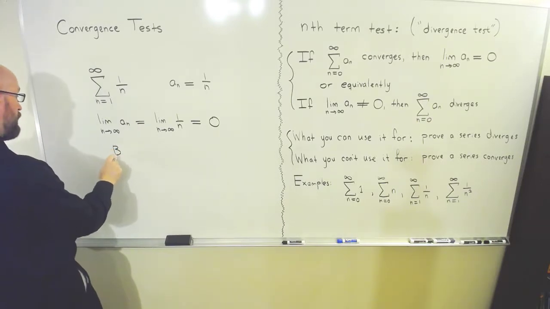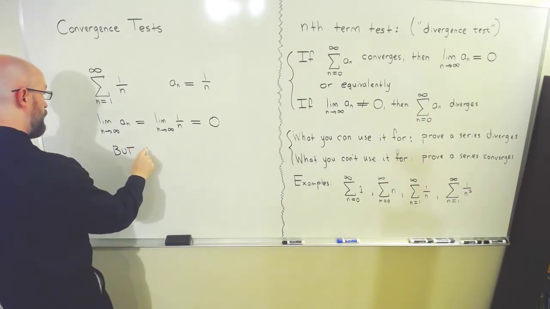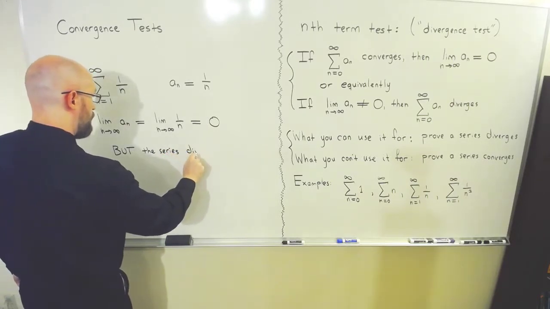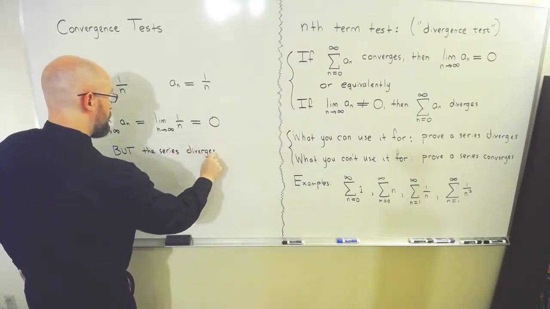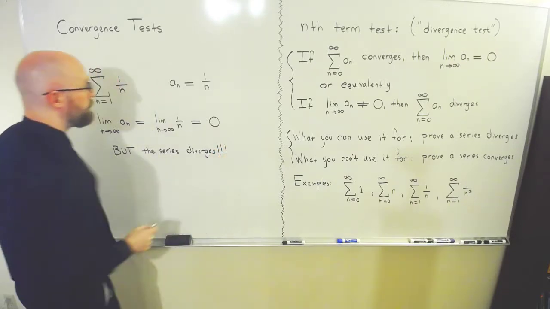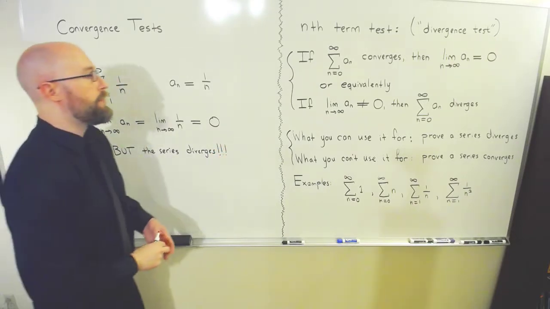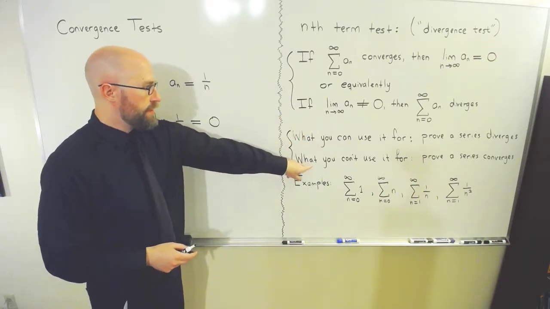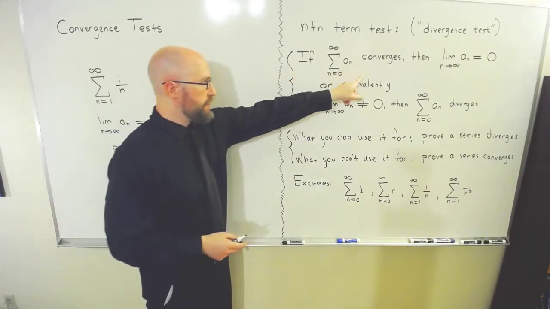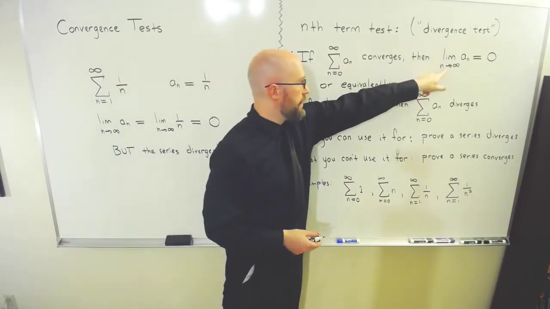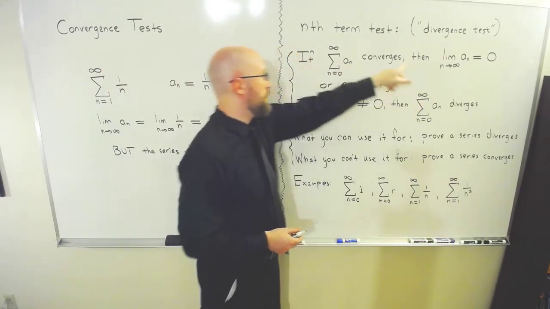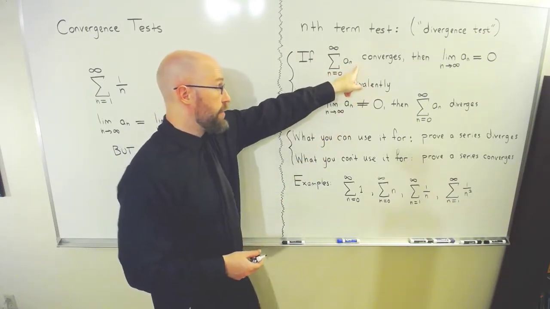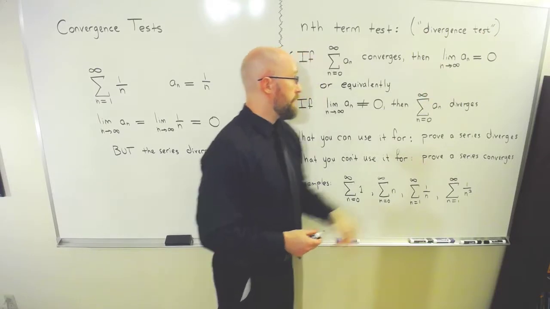But the series diverges. So this example is important to remember. You cannot show that a series converges this way, and this is what I said about the logical implication. The statement that the limit is 0 does not tell you that the series converges. It goes the other way around. If the series converges, then the limit will be 0.